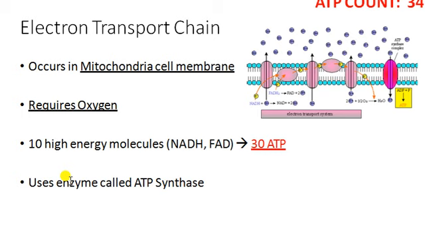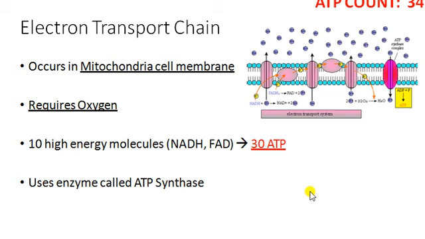The electron transport chain occurs in the mitochondrial membrane, that is the inner membrane. It requires oxygen. 10 high energy molecules transport the protons and the electrons to form 30 ATPs. So now the ATP count is 34.